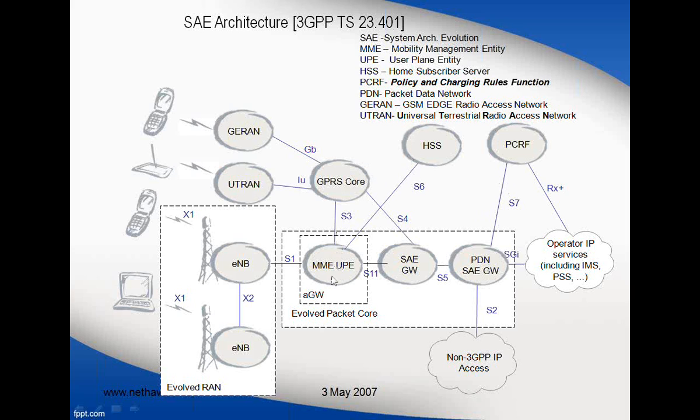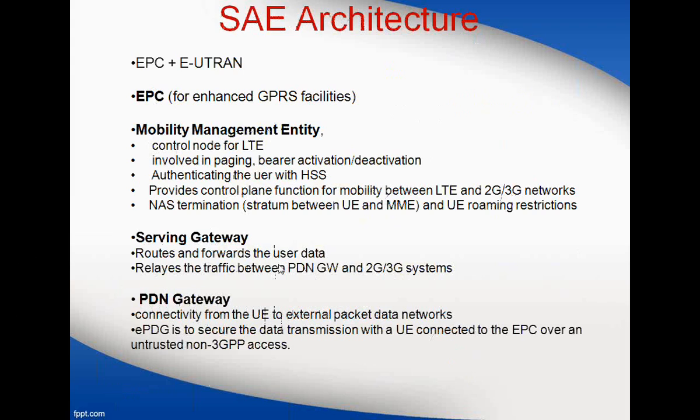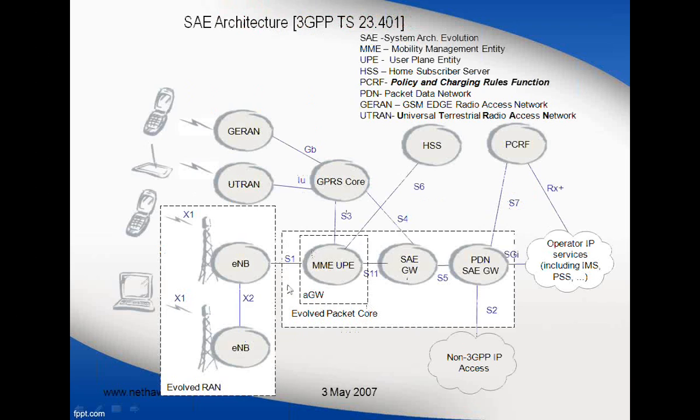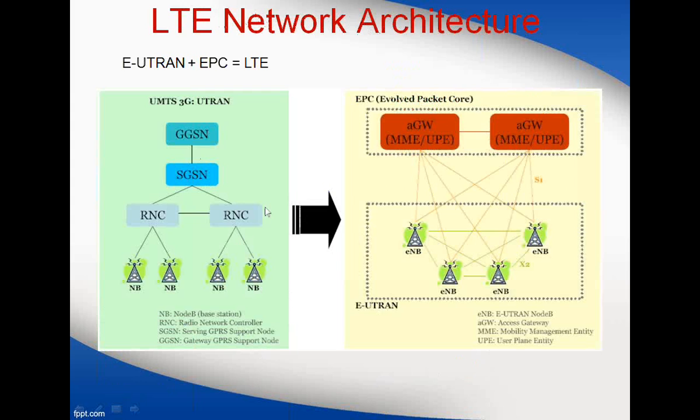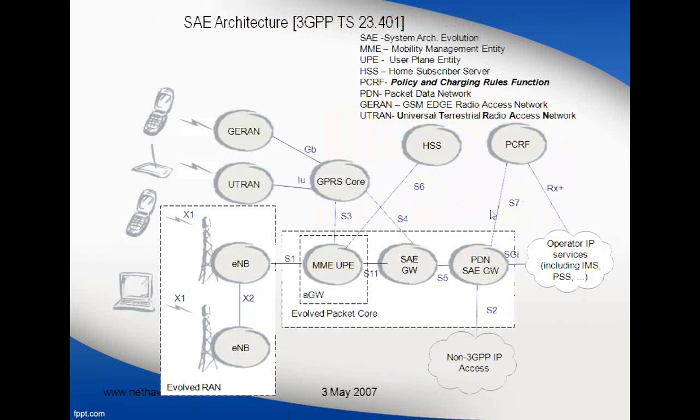Then this MME is nothing but the mobility management entity. This is going to take care of the user plane and other things which are related to the packet core. And you have a gateway, and this gateway is going to connect your MME to the packet data network for packet core switching and other things. We will see that further when we move on. So here you have EPC plus eUTRAN forming the SAE architecture. Here it is your EPC, and you have your eUTRAN here.